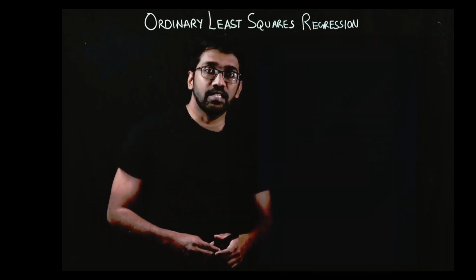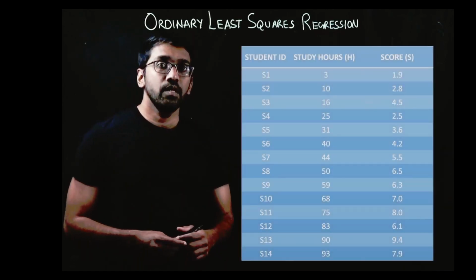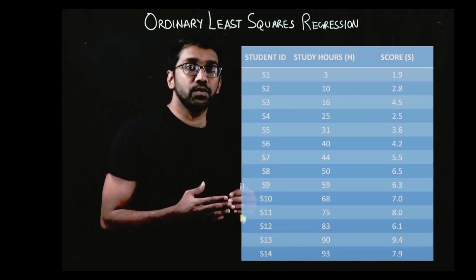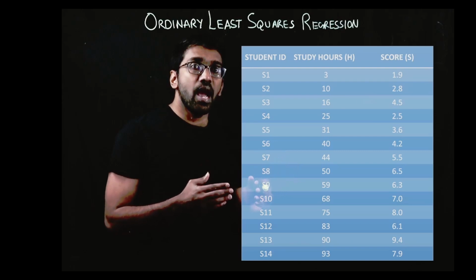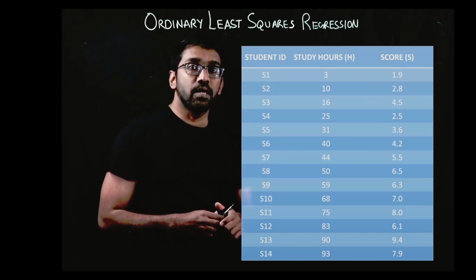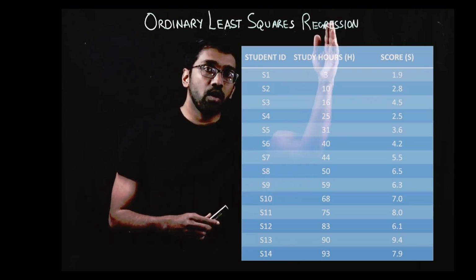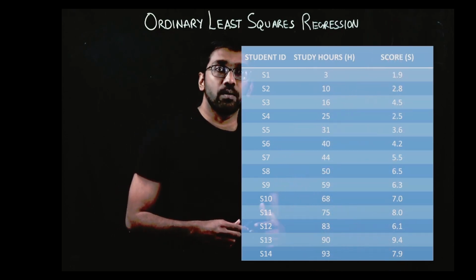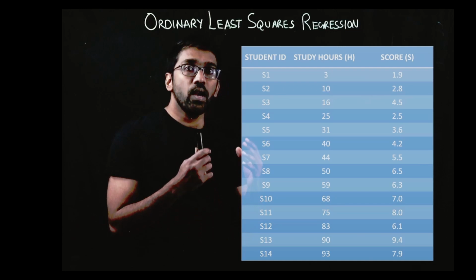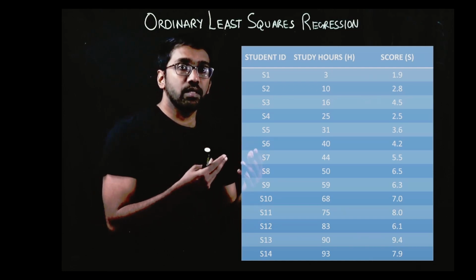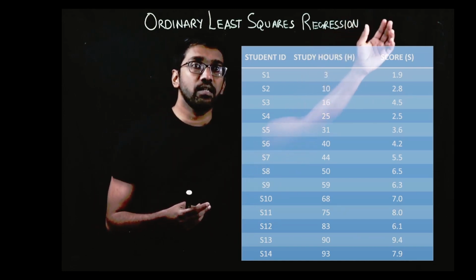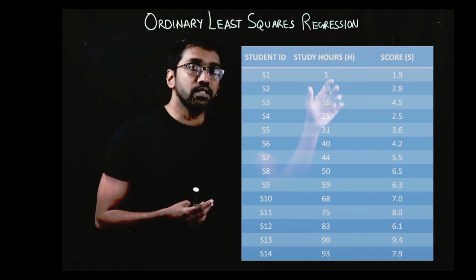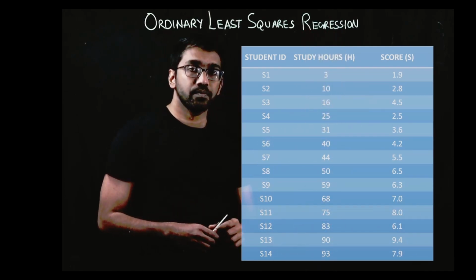So let us start with an example. Here we take an example where we have data about 14 students who participated in an exam and the amount of study hours that they spent studying for the exam. Column number 2 shows the study hours and the score is shown in column number 3. The whole idea here is to make a regression model which tries to predict the score associated with the student based on the study hours provided to it.